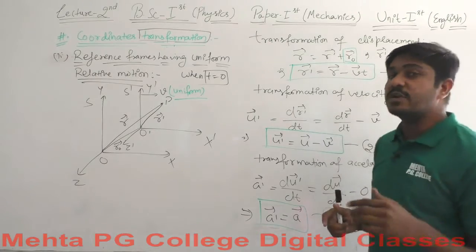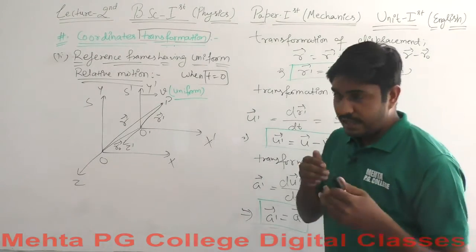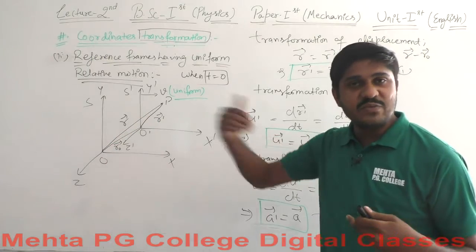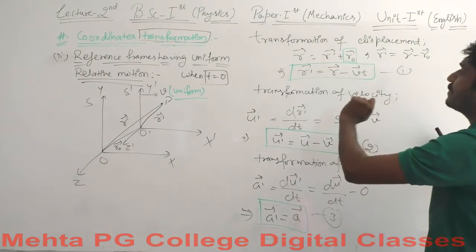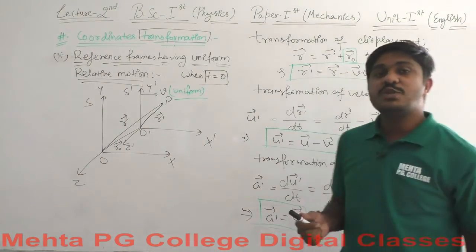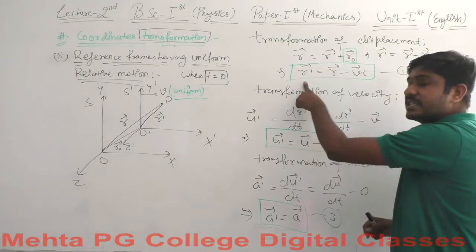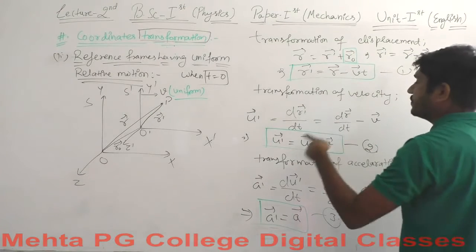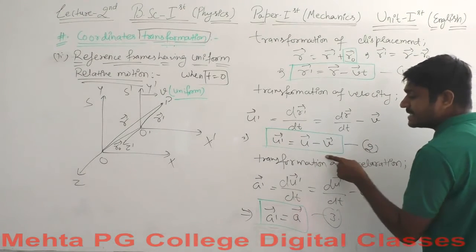Where did we get it? We got it from the recent example, and if you don't remember, go some time back and you will find it. So this is equation 1, which is the transformation of displacement. Then we find the transformation of velocity. To do that, we differentiate equation 1, and then we find u dash equals u vector minus v vector.